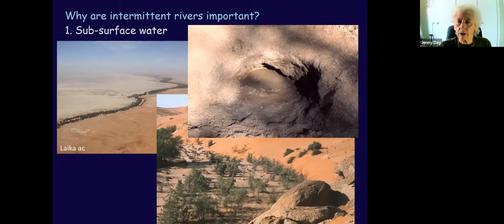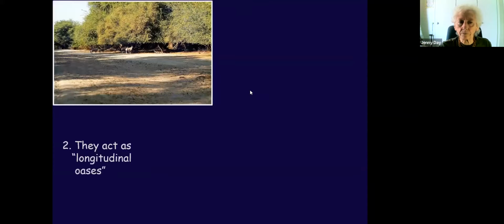So in other words, intermittent rivers are often important because although there's no water on the surface, there is water below the ground. And that becomes important both because of the trees, because of the animals that can use it, and also because humans can then exploit it. They also, for the same reason, can act as longitudinal oases. This again is the Quiseb River, a couple of Gemsbok, and a very neat browse line. This is just about as high as they can reach, so they've browsed just about all of the trees that they could.